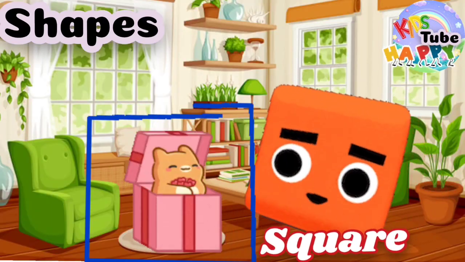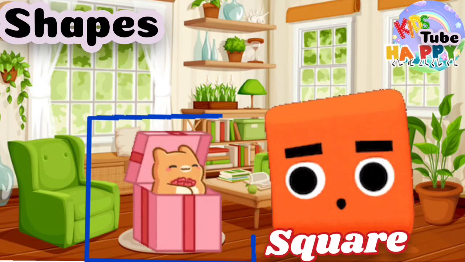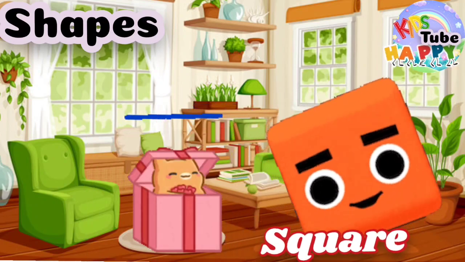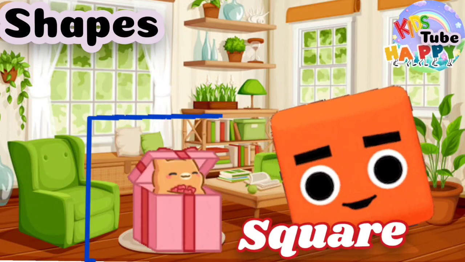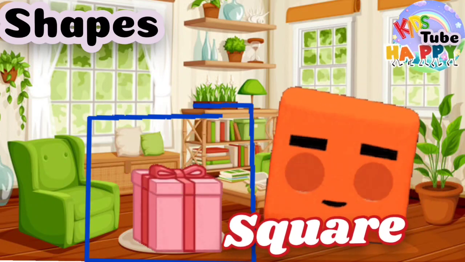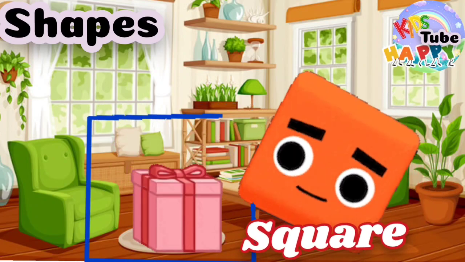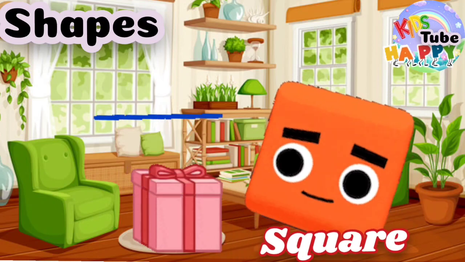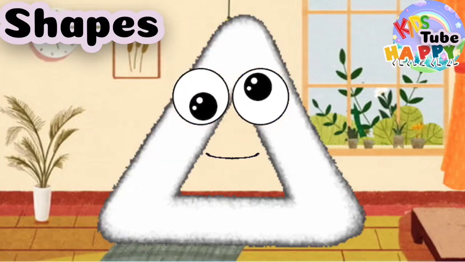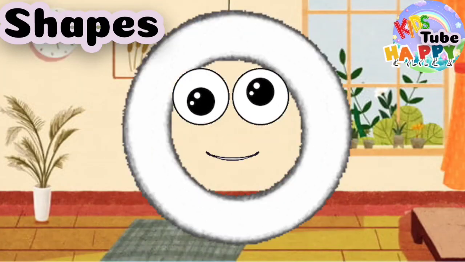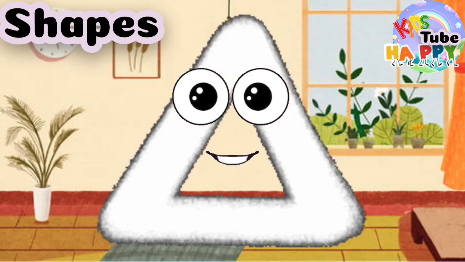Square, shaped like a box. I'm a four-sided square, shaped like a box. I'm a four-sided square, and all four sides are the same. Triangle, rectangle, circle, oval, square.